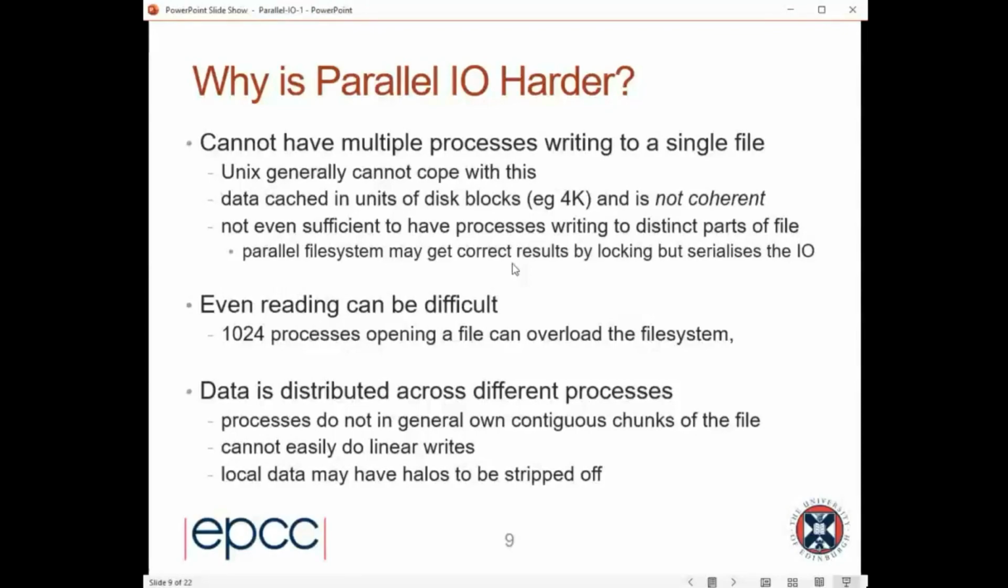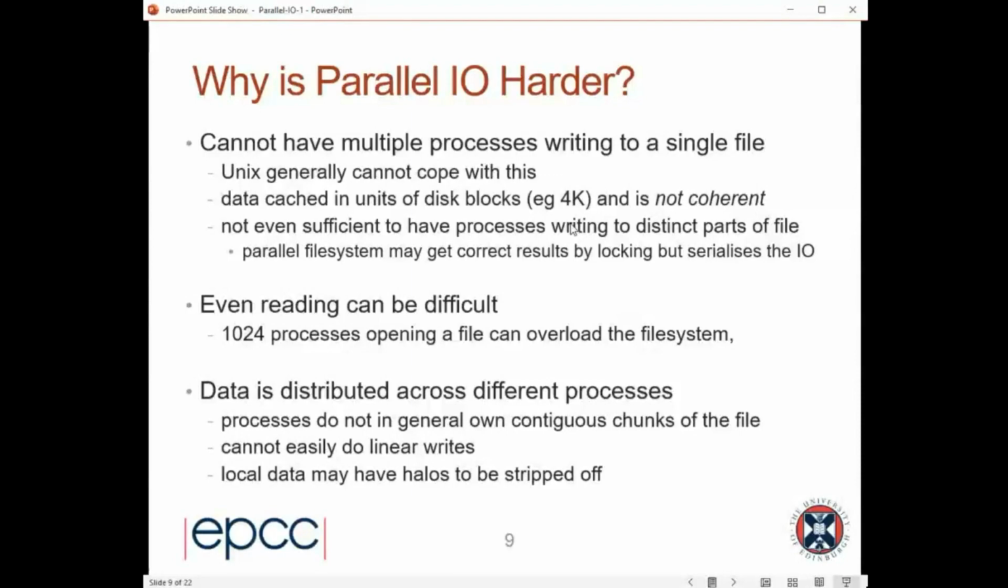And so the way we make it fast is when you write to disk, you don't actually write to disk. You write to some local cache in memory. So in fact, IO to disk is cached in units of a disk block, which is about 4 kilobytes typically, maybe larger on a parallel file system, but on your laptop, it's probably 4K blocks. And these are not kept coherent. Okay? I'll discuss this later.